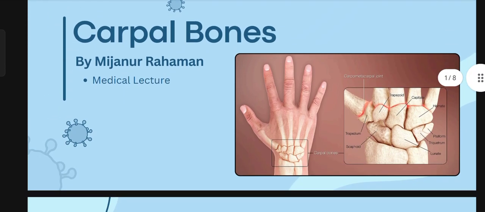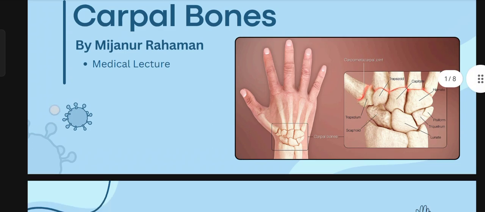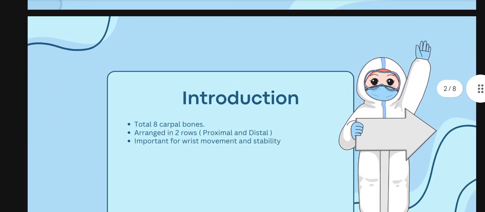So today we will discuss the carpal bones. Okay, so let us introduce first. We have a total of 8 carpal bones in a hand, and in the two hands there are 8 into 2, so 16 total carpal bones in the human body. In one hand there are only 8 carpal bones, which are arranged in two rows. One is proximal and one is distal. It is very important for wrist movement and stability.